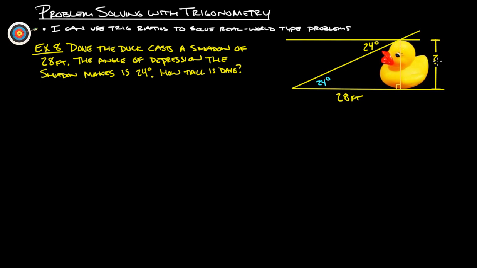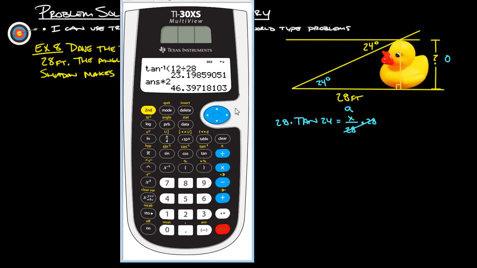So if we're looking for this side right here, this length, we have the angle. This is the opposite. This is the adjacent. So opposite and adjacent is tangent. Tangent of the angle, 24 degrees, is going to be opposite, which in this case is what we're looking for, over adjacent, which is 28. Multiply both sides by 28 to get the 28 out of the denominator, and we'll calculate that. So we get 28 tangent of 24, and that gives us that Dave the duck is 12.5 feet tall.